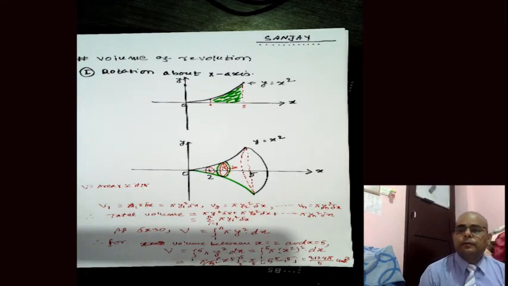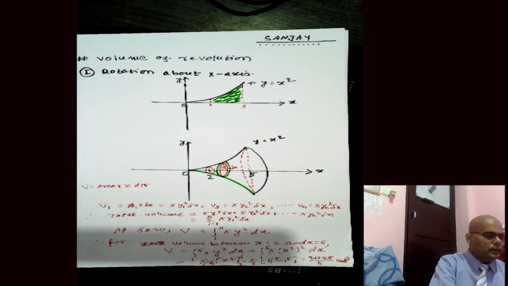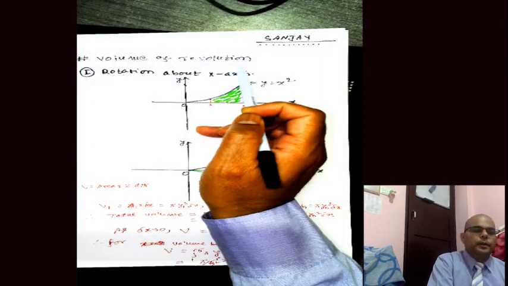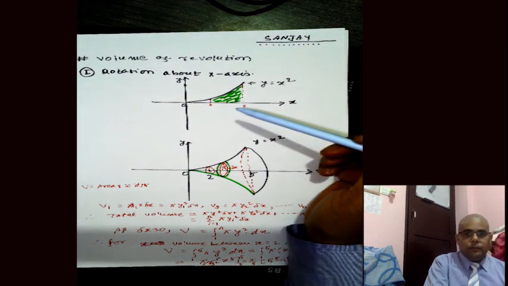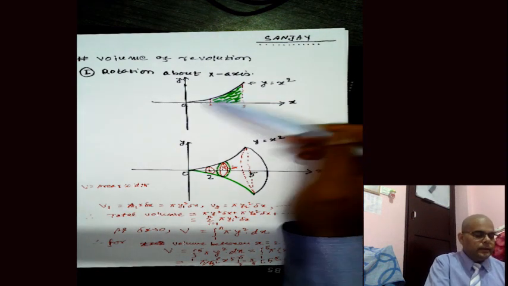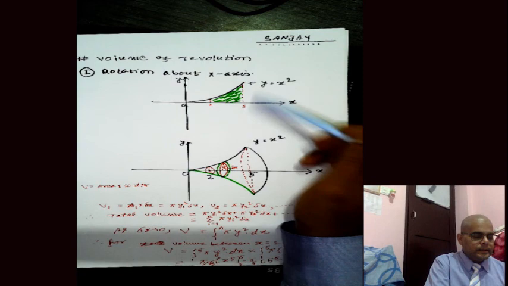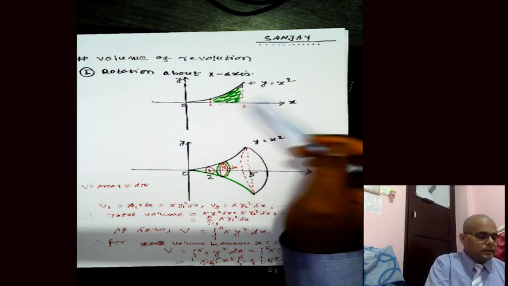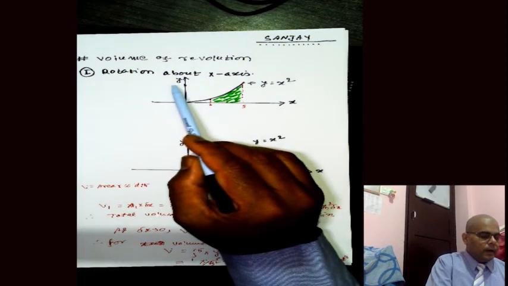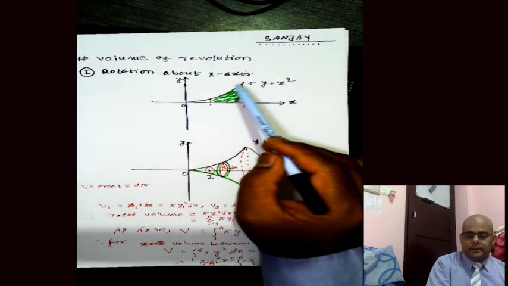Let's now discuss how to find the volume of a shape by using the definite integration method in calculus. So the topic is volume of revolution. While finding the volume of revolution, we have two possibilities: we can rotate the curve about the x-axis, and also we can rotate it about the y-axis. First we discuss rotation of the curve about the x-axis.